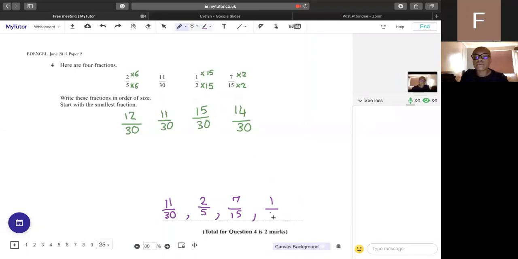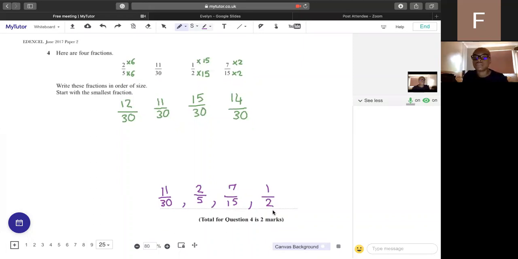So to get your full 2 marks, you need to make sure that you write down the original fractions. If you did in your exam write down these fractions, it's not necessarily wrong because they are equivalent fractions, you just won't get the 2 marks, you'll only get 1 out of the 2 marks. So it's a silly mistake. And it's a very easy mark to lose, so try not to forget to do that in your exam.